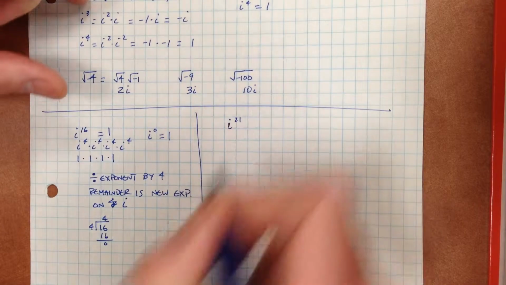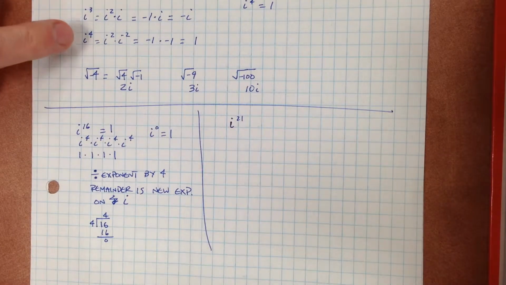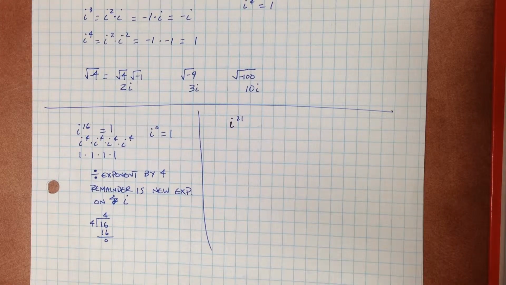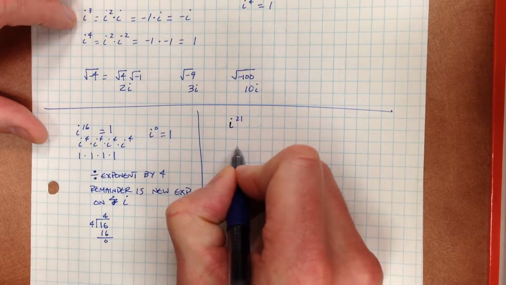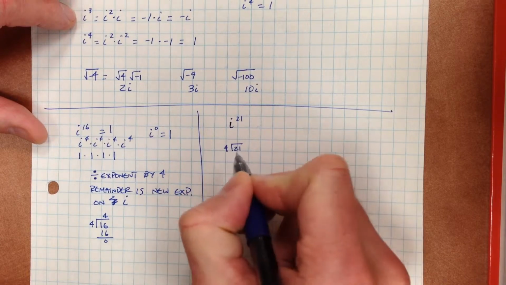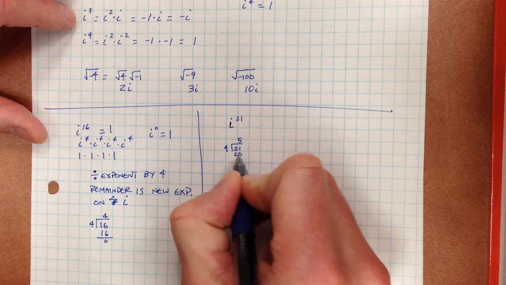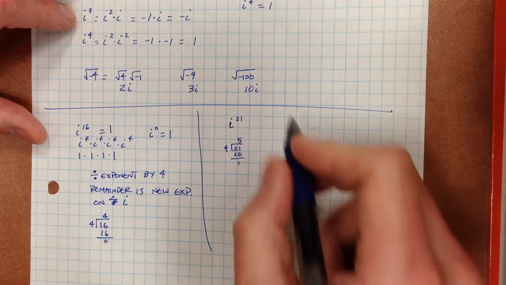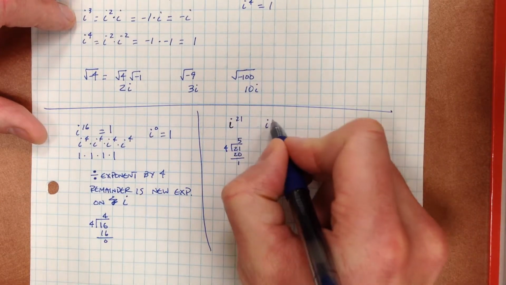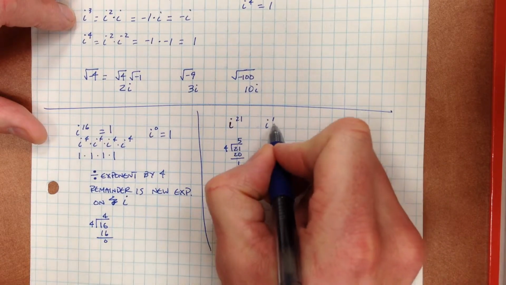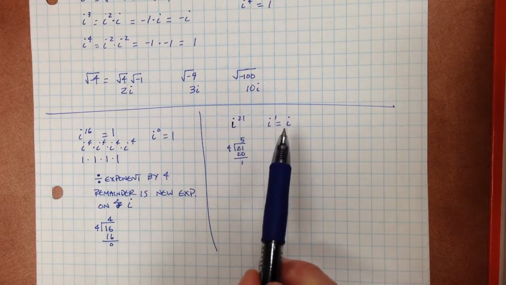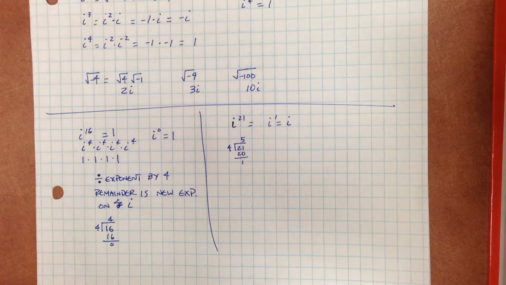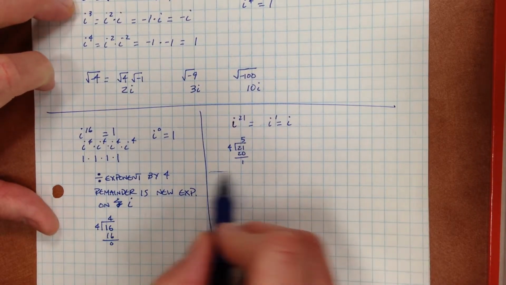How about i to the 21st? Well, I'm looking to see how many 4-packs are in there, because each 4-pack is equal to 1. So how many 4-packs are in there? You're probably saying, oh, there's 5 of them with a remainder of 1, and you are correct there. But what we can do mathematically is take my exponent of 21 and divide it by 4. 4 goes in there 5 times, 20, remainder of 1. The remainder is the new exponent on i, so really it is i to the first, and i to the first is simply i. So i to the 21st is actually equal to i when you simplify that down.